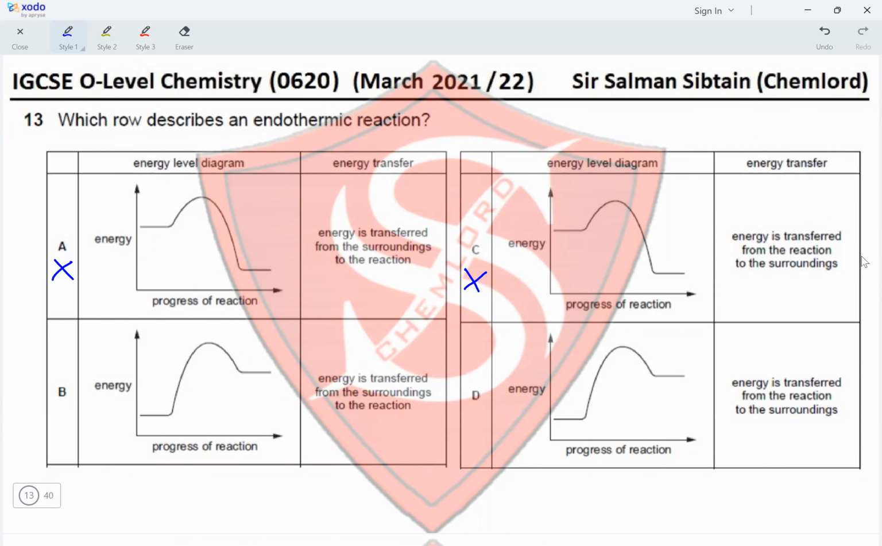So now energy transfer. In an endothermic reaction, energy is taken in from the surroundings. So in option B, we have energy is transferred from the surroundings to the reaction. Yes, energy is taken in. And in option D, it says energy is transferred from the reaction to the surroundings. This means that energy is given off, which is true for exothermic reactions, not endothermic reactions, eliminating option D and making option B the correct option for this question.